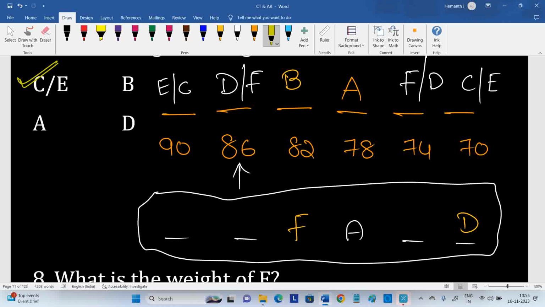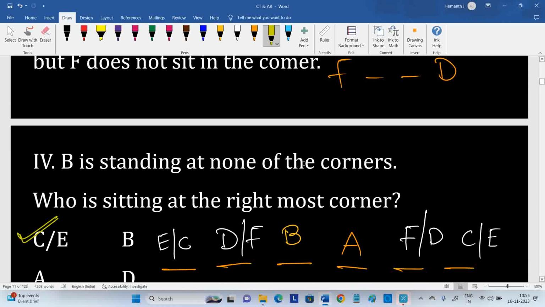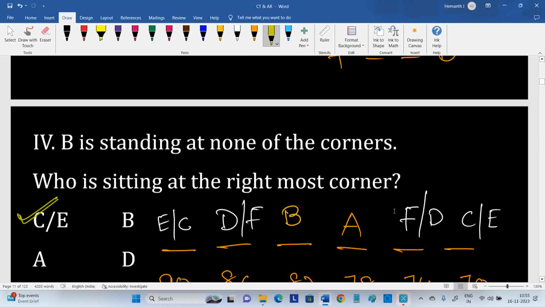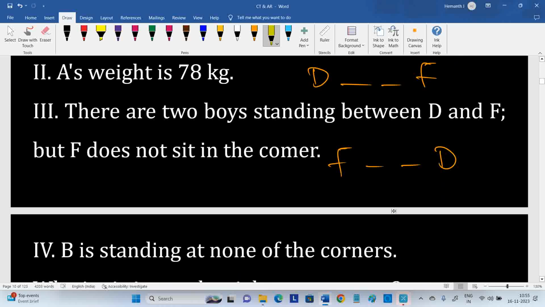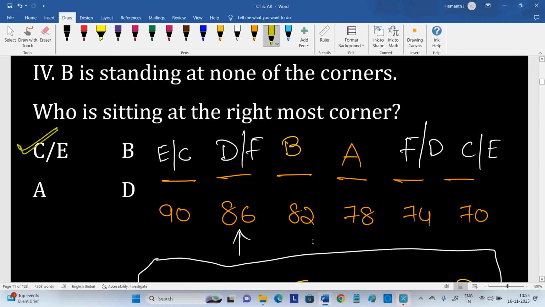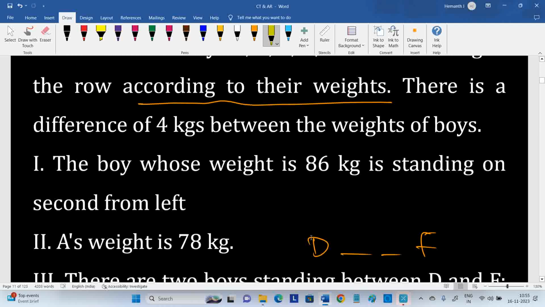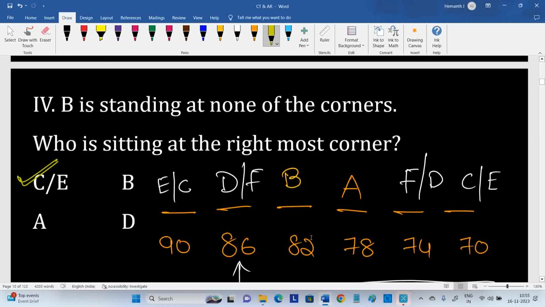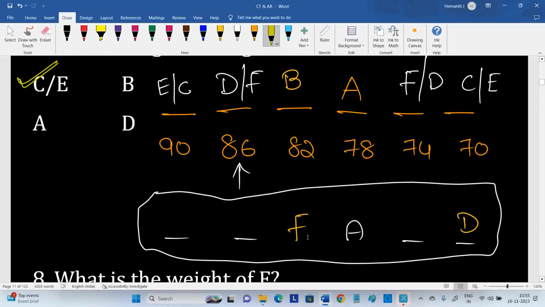Because yes, this question also, you see, this is the data. We did not miss anything. B is standing at none of the corners, yes, we used that. There are two boys standing between D and F, and F does not sit in the corner, yes. Two people between D and F, right? Fine, we took that. F is not at the corner, fine. A is 78, yes, we took that. And the one who is second from the left is 86. Everything is done, but still there are two arrangements possible. Considering the proper order from D to F from left to right, the first one will be best suitable. Who is in the right corner, C or E? What is the weight of F?